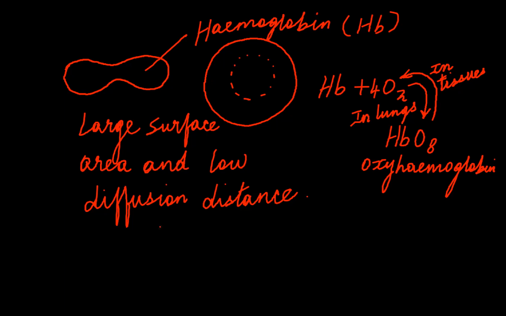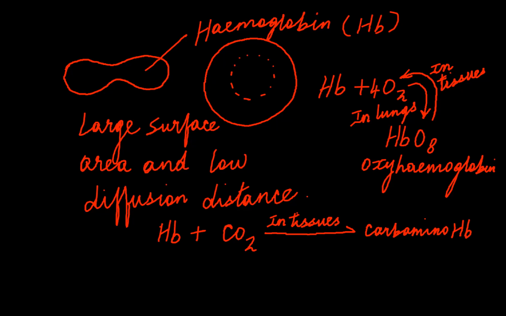See, the other thing the hemoglobin does is the hemoglobin will combine with carbon dioxide. Where? In the tissues. When the blood goes to the tissues, hemoglobin will combine with carbon dioxide and it will form something called carbaminohemoglobin. Is it clear? And when this carbaminohemoglobin comes to the lungs, it will dissociate.